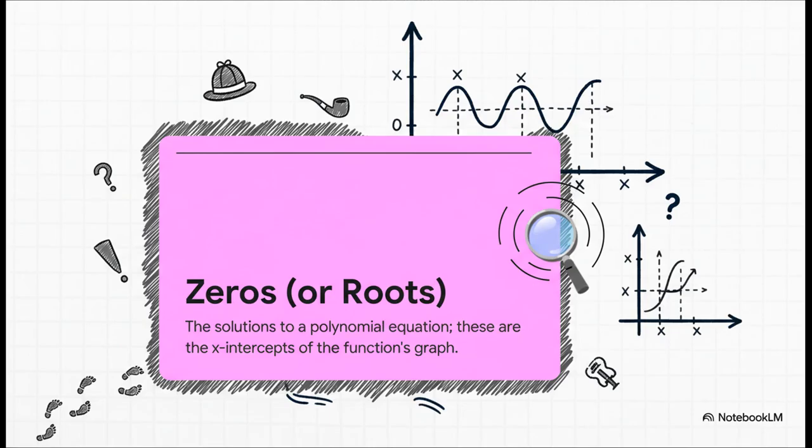Now, in detective speak, we call these culprits zeros or roots. Think of it this way. If you were to graph this equation, the zeros are the exact spots where the line crosses the x-axis. They are the solutions to our mystery, and our job is to hunt them down.